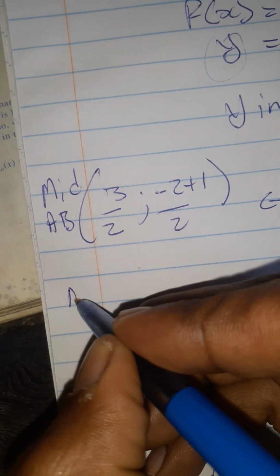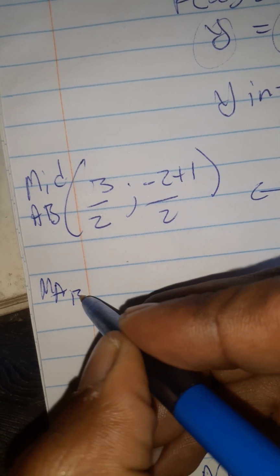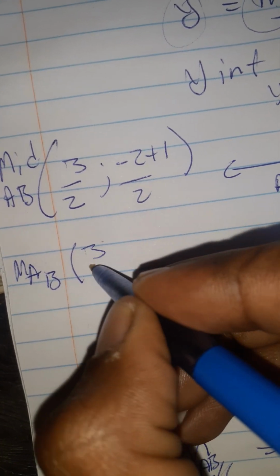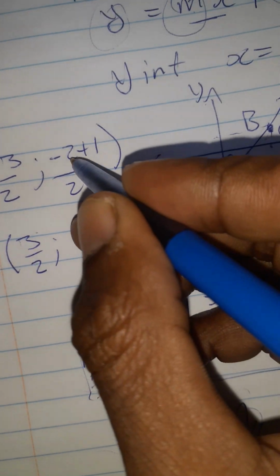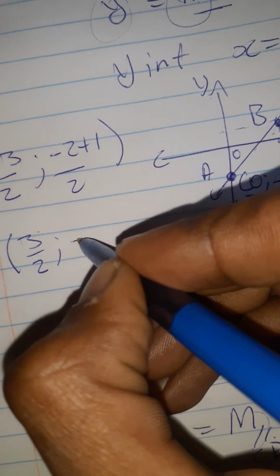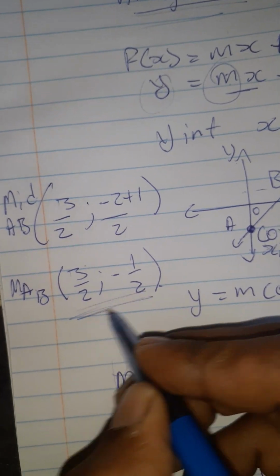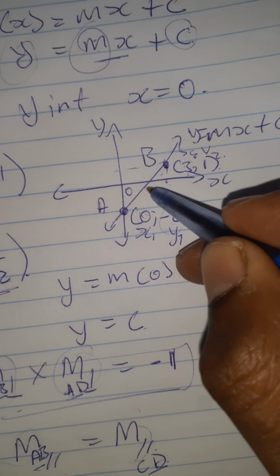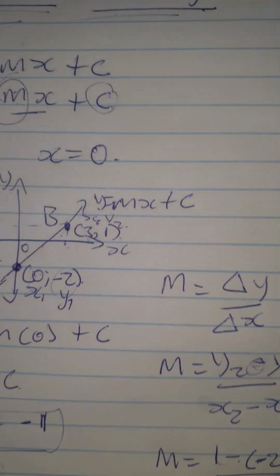So the coordinates of the midpoint of AB are going to be 3 divided by 2, and negative 2 plus 1, which is negative 1, all over 2. So these are going to be the coordinates of the midpoint of this line, or this linear function.